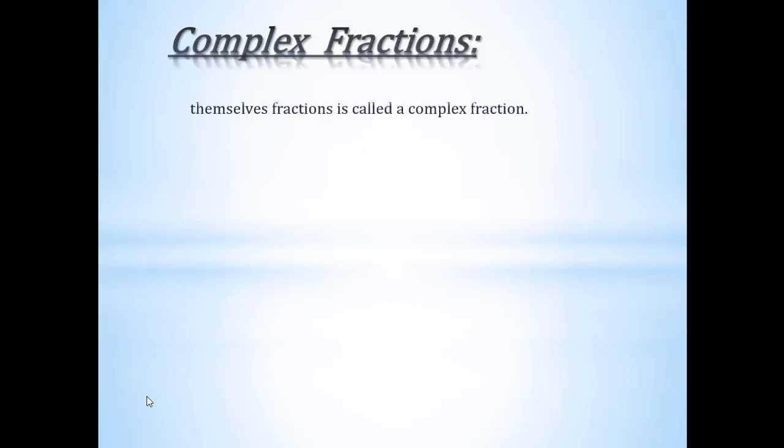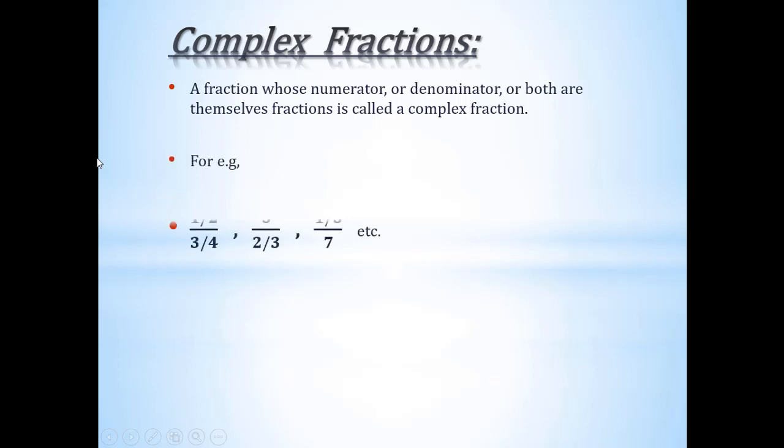Okay, complex fractions. What are complex fractions? A fraction whose numerator or denominator or both are themselves fractions is called a complex fraction. For example, if we see in these 3 examples, the numerator is a fraction, 1 over 2 is the numerator and 3 over 4 is the denominator. So if the numerator, the denominator, or both are fractions, then that kind of fraction is known as a complex fraction. Let us again learn how to solve these kinds of sums.